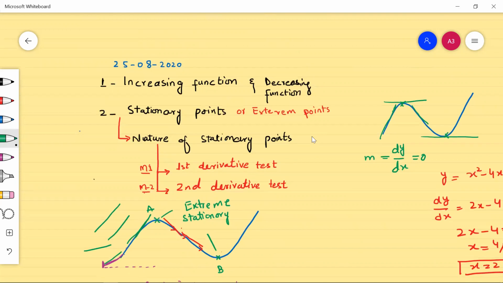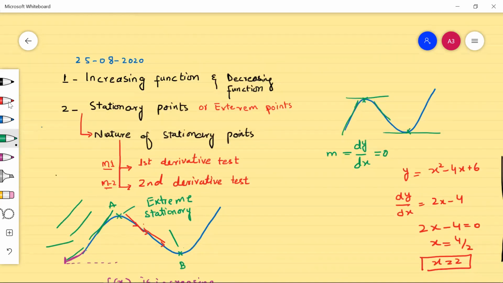The next thing we learned is how to find stationary points. For stationary or extreme points, we simply put dy over dx equal to 0 and solve that equation for the value of x. After finding the stationary point, we have to decide whether this point is a maximum or minimum, that is, the nature of the stationary point. For this purpose, there are two methods: the first derivative test and the second derivative test.